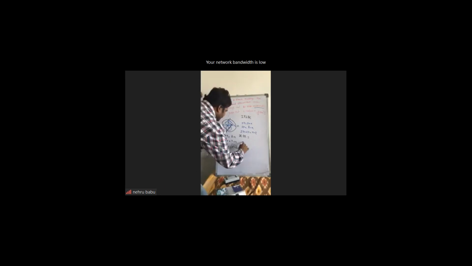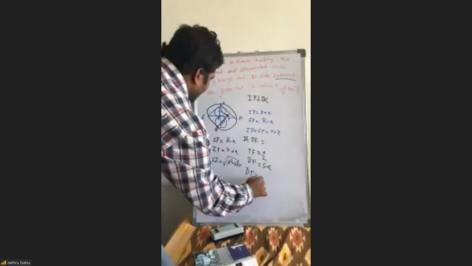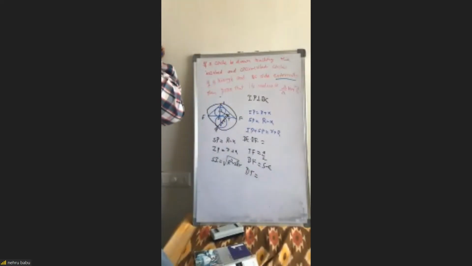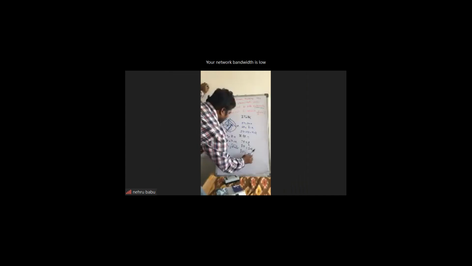So what he's saying is, from S if you draw a perpendicular, just assume this is some point T. Now what he's saying is, the TF length is a by 2, because that is a perpendicular bisector. And the DF length is what? S minus C. So from this, the DT length is what? S minus C minus a by 2.